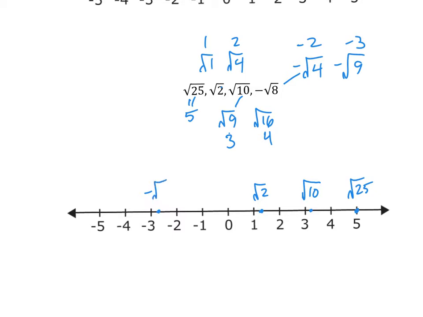Okay, so when you are trying to approximate numbers on the number line, you want to simplify them as much as possible and then try and figure out what numbers they're between, or which integers they're between, I should say, and then which one of those integers they are closest to.